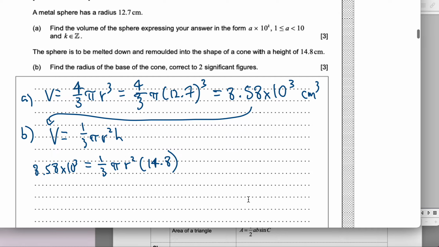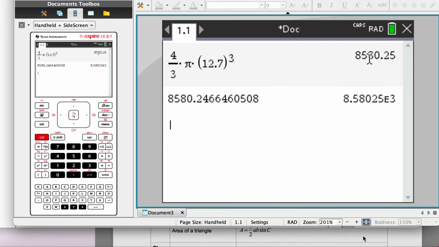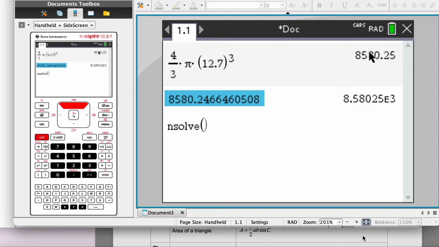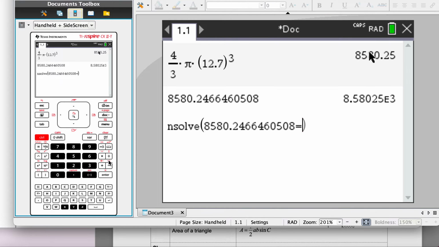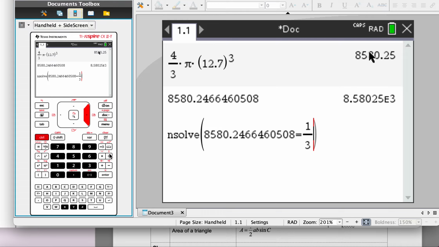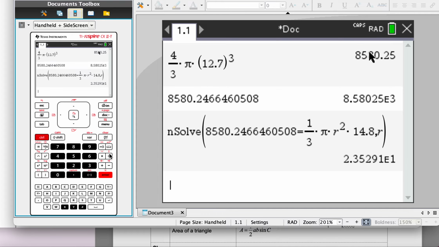Now, having a TI-nspire can make this very easy. So if we just simply do nsolve and type that in. Now, we should use the exact value from before, not the approximated one. So I'm going to click on this. And it's equal to, where's the control divide, 1/3 pi r times r squared and 14.8, and we're solving for r, and there it is.